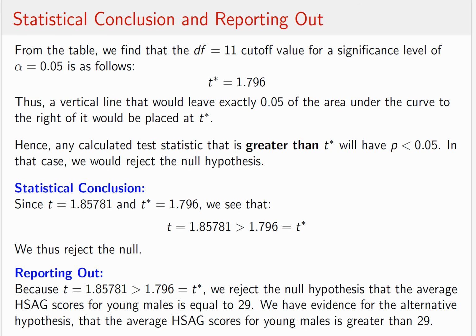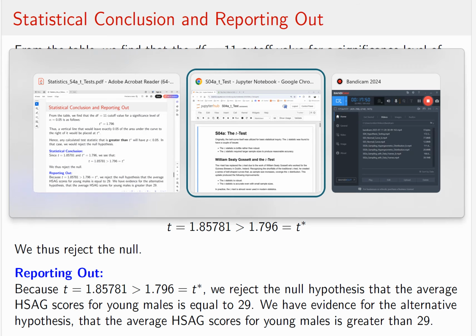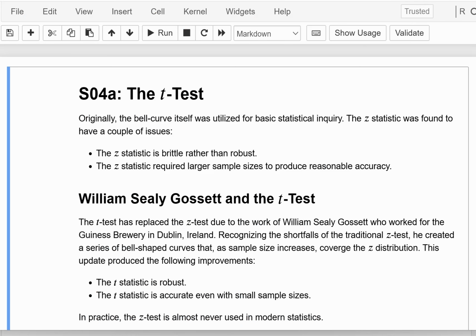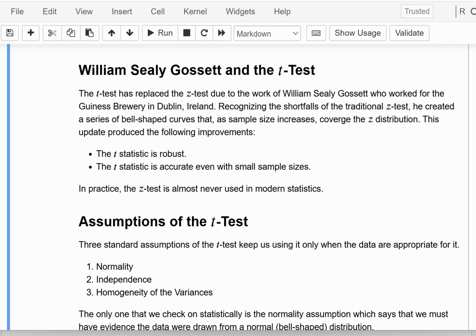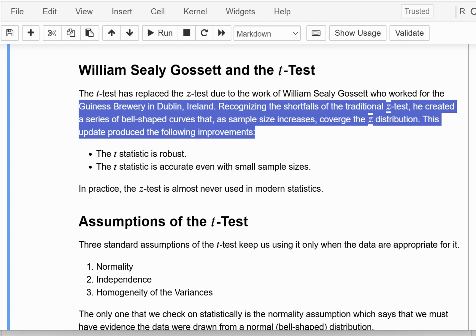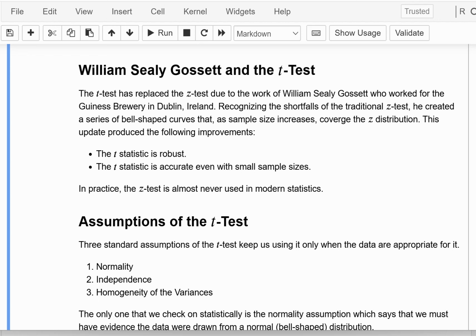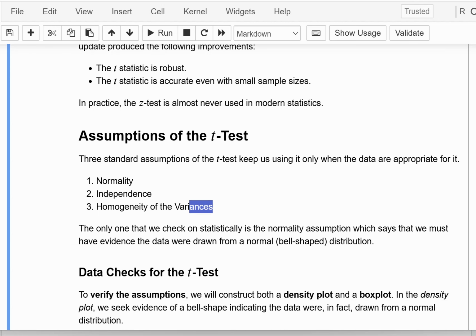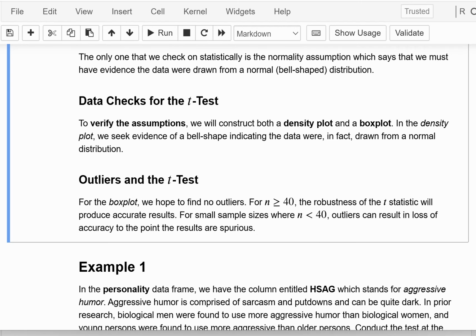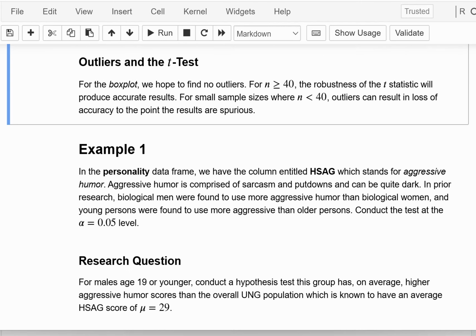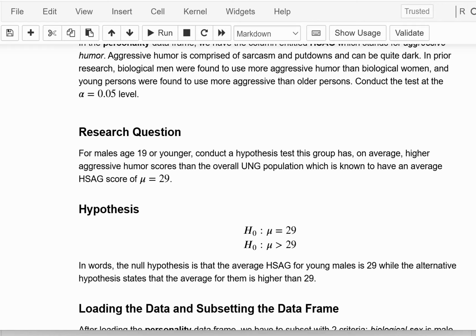Okay, and we will do a couple more examples in a second. Let's jump over into our notebook and run this. Let's see what's going on. Again, William Sealy Gosset, who worked at the Guinness Brewery in Dublin, Ireland, is the gentleman who created the t-test. And the assumptions of the t-test, you've seen all of this information on the PowerPoint.